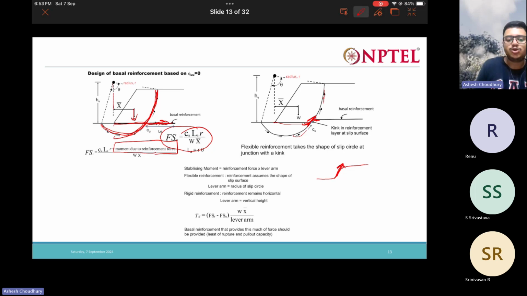So finally, we need to determine the strength of the reinforcement that we need to put. The strength of the reinforcement is nothing but (FSR minus FSU) times W x-bar divided by the lever arm. FSR is the factor of safety when the reinforcement is used, and FSU is the unreinforced case. This will give us the required tensile strength, the minimum design strength that the basal reinforcement must have.